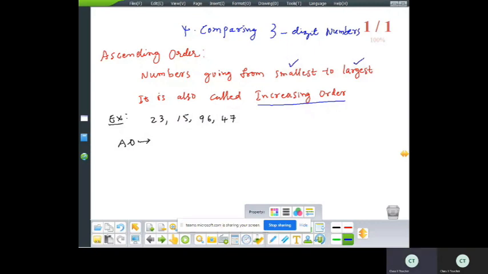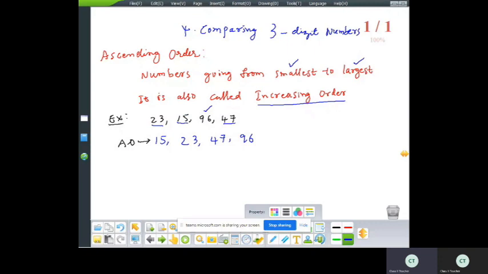Now from the given numbers, which is the smallest number? 15. Next, from 23, 96, 47, the smallest number is 23. From 96 and 47, 47 is the smaller number. Now the final one is 96. Write down: the ascending order is 15, 23, 47, 96. It is also called increasing order. See, 15 to 23, 23 to 47, 47 to 96. This is called ascending order.